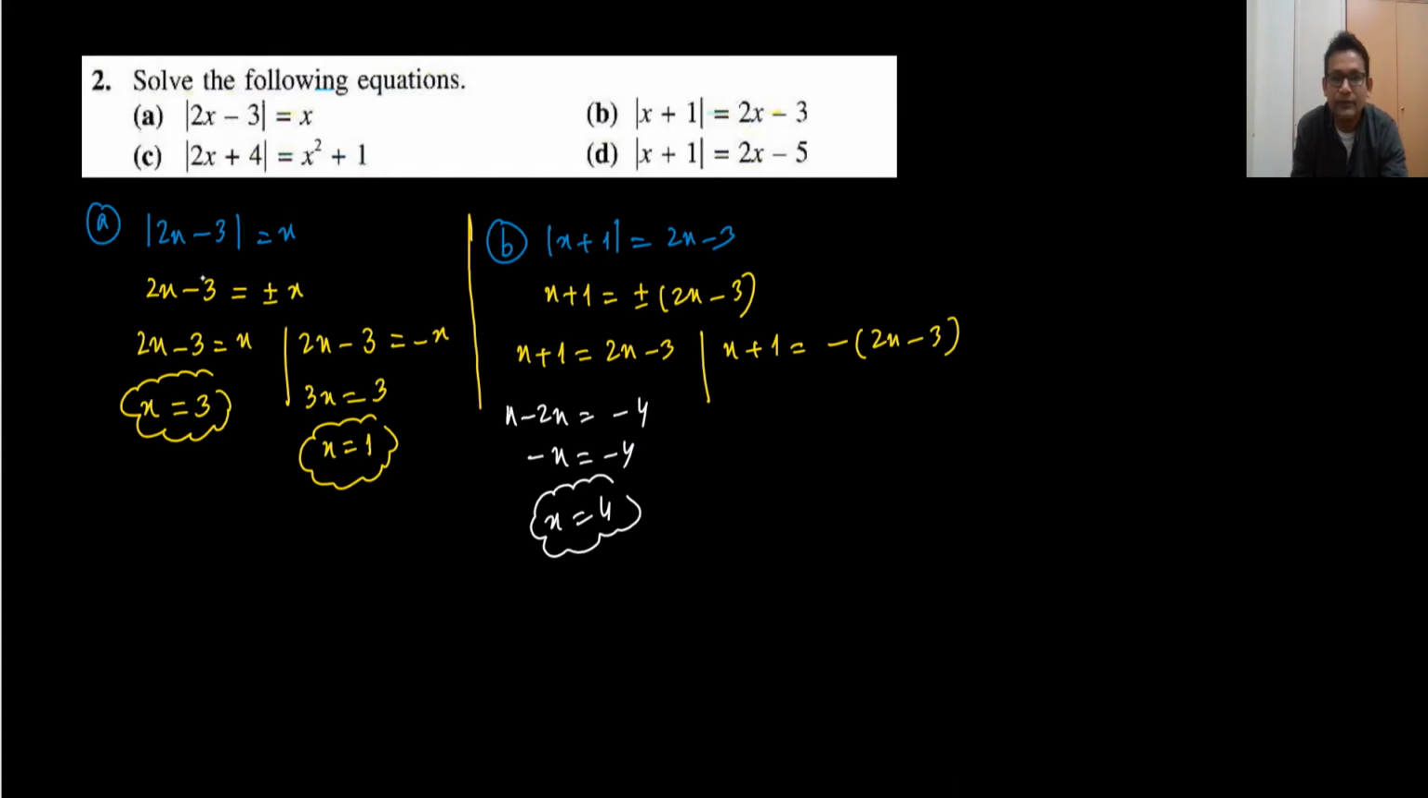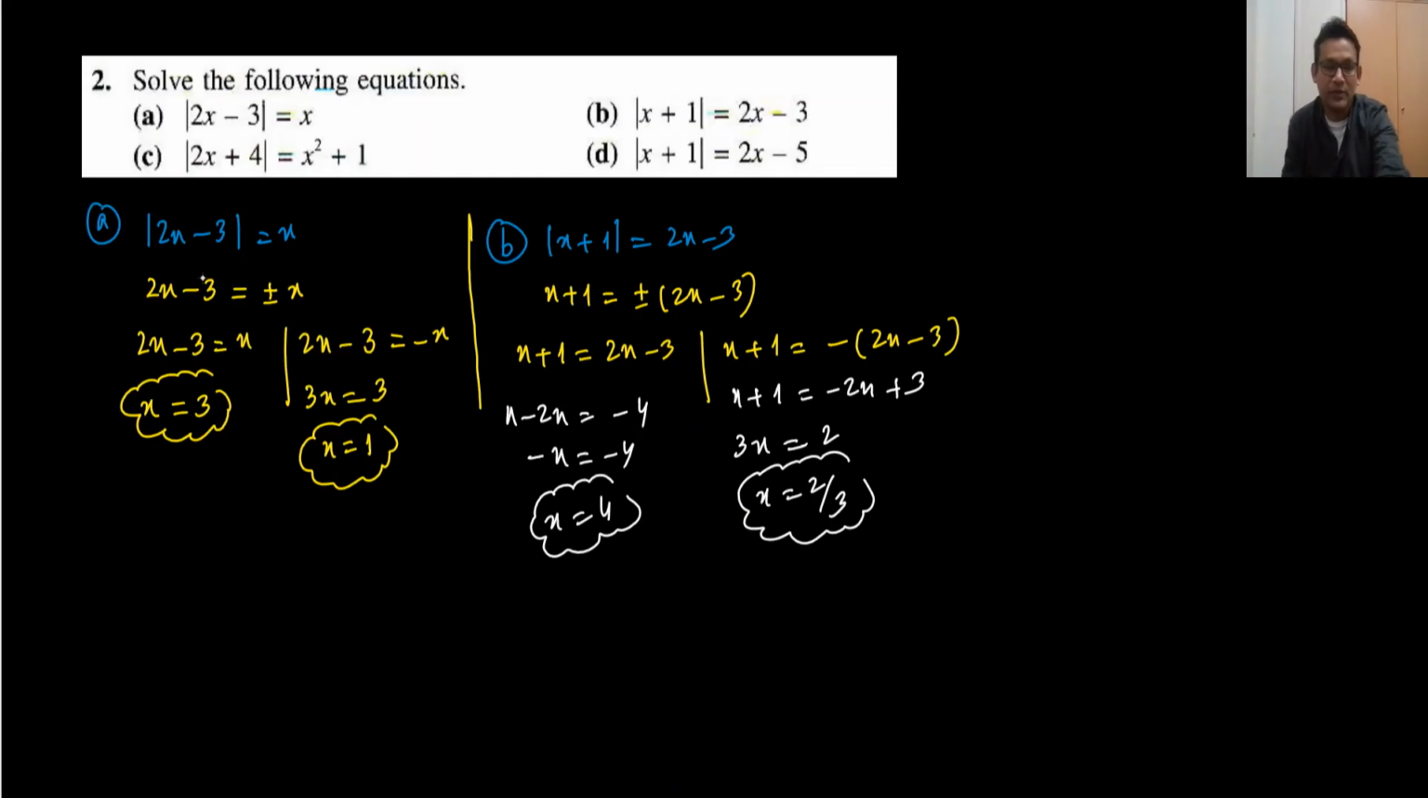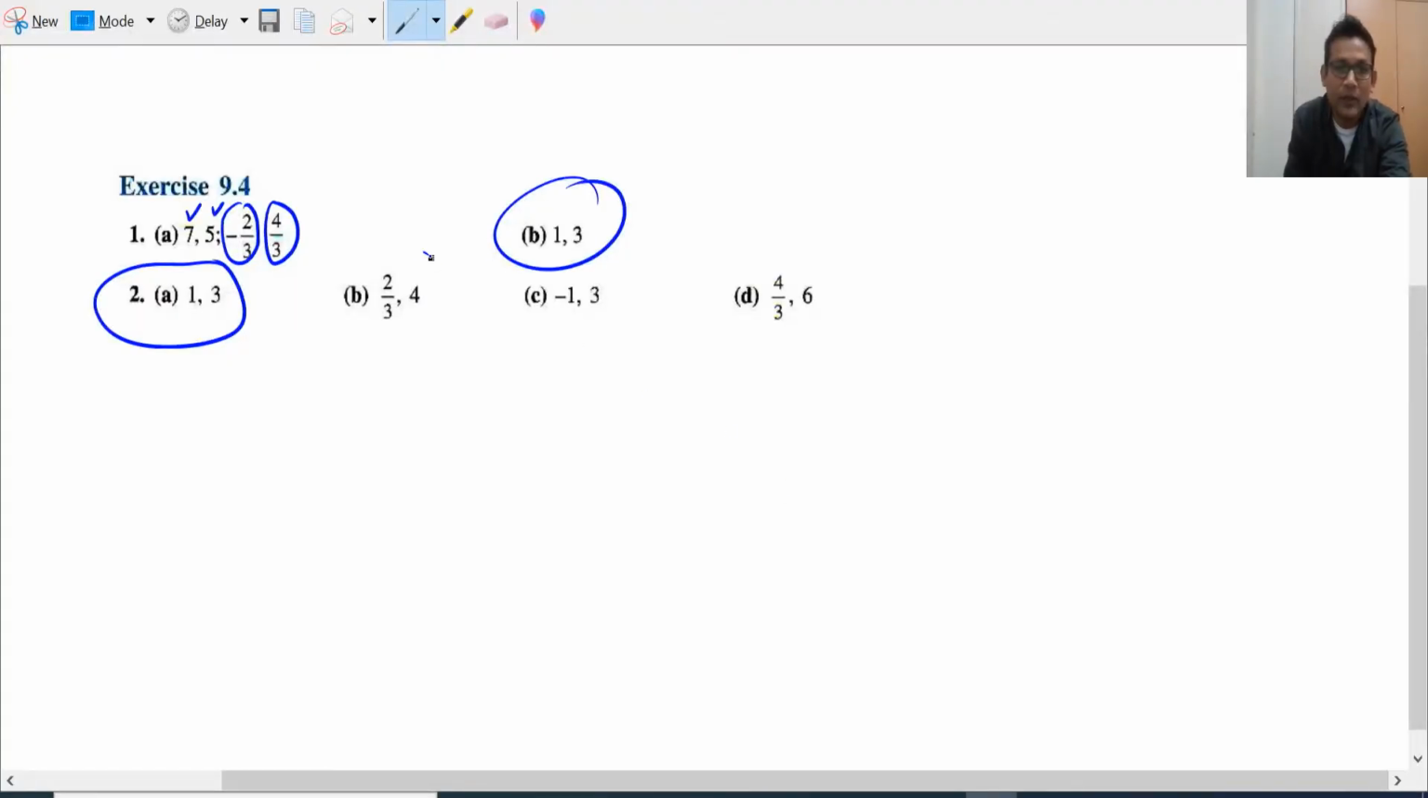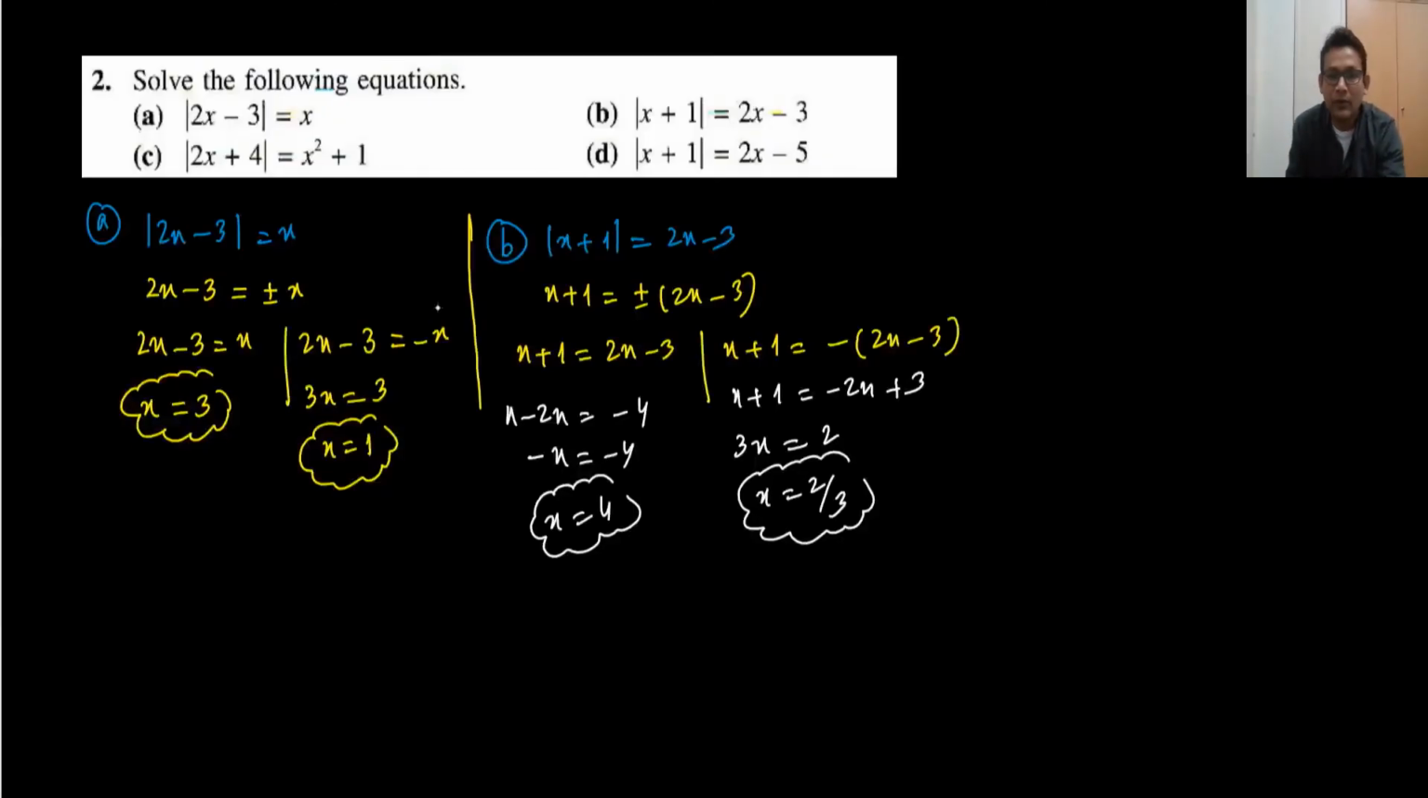For the other case, be careful because of the minus sign, we write in the bracket. So x plus 1 equals minus 2x plus 3. Then 2x on the left-hand side is 3x, and on the right-hand side it is 2. So x is 2 upon 3, which is part B's result. Let me check the answer of question number 2, part B: 2 upon 3 and 4. We have done absolutely right.